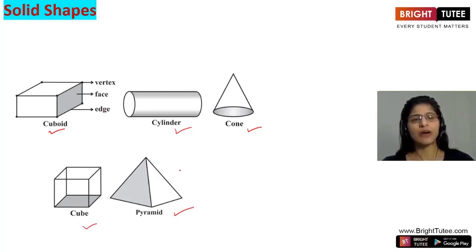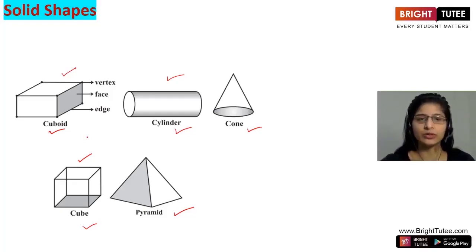Right, so these are solid shapes. Out of these we are going to discuss cuboid, cylinder and cube. These three we are going to discuss in detail, how to find their surface areas and how to find out their volume in the next lecture. So in this lecture we are concerned about finding the surface areas of cuboid, cylinder, cubes.